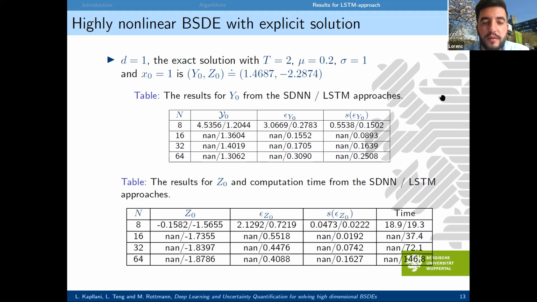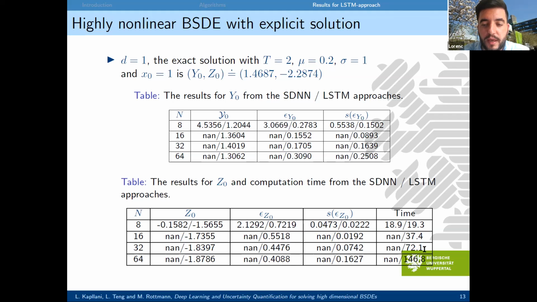On the left-hand side of the slash, I consider the values for the SDNN approach, and on the other side for the LSTM approach, considering increasing time discretization N. So we can see that the SDNN approach diverges, so you can see these non-values. And the other approach is working very well, and you can also see it in terms of the error.